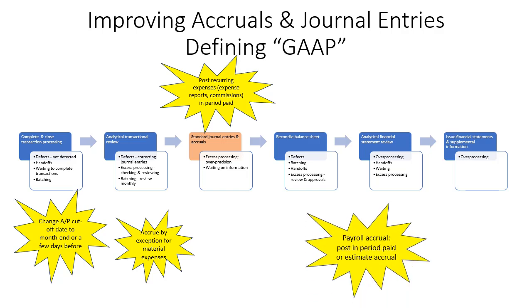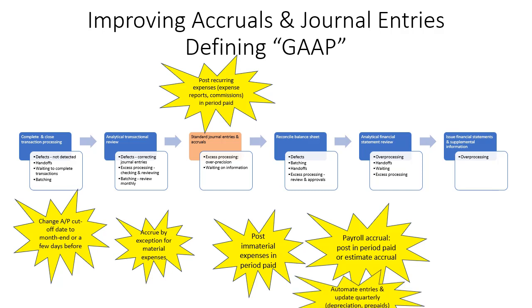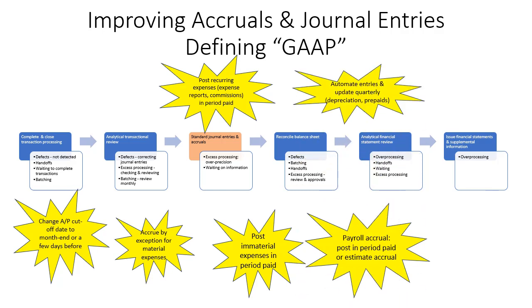Same thing is similar with payroll. Are you waiting to close to get the right payroll numbers, especially when the pay period doesn't fall right at month end? Can you estimate the payroll for that final week, for example? And then again, any other immaterial expenses, just post in the period received rather than waiting for accruals. And, if it's possible, automate recurring entries and update them quarterly.